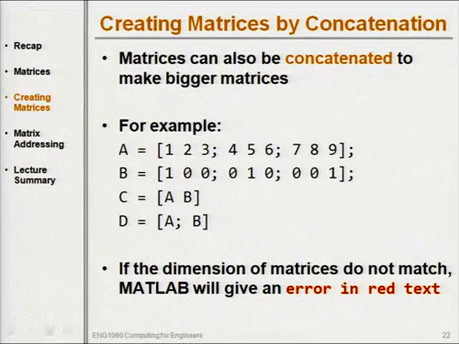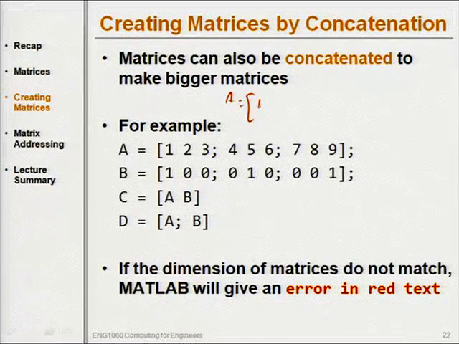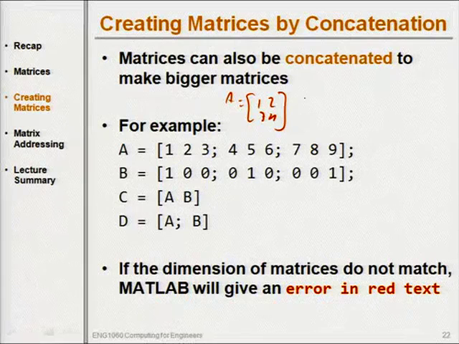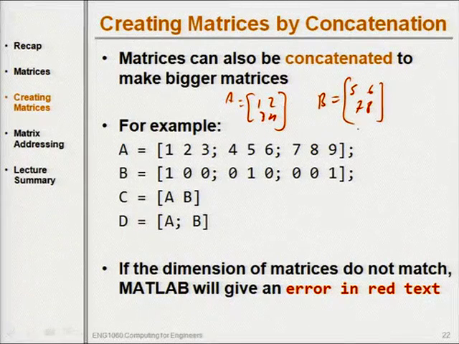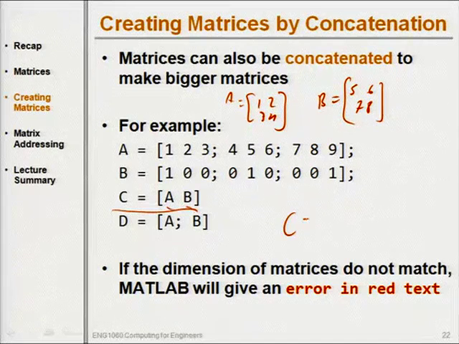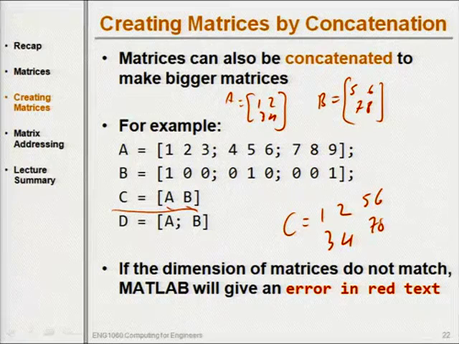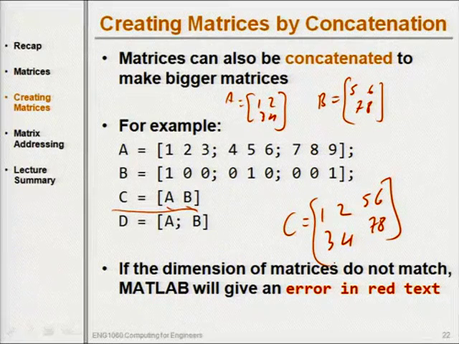You can also concatenate vectors to make a bigger one, or a matrix as well. What this means is basically just putting 2 vectors together. So if you have A equals 1, 2, 3, 4, and B equals 5, 6, 7, 8, you can have a vector C, whereby you write A and B. What that does is it will join the 2 vectors together. So C will become 1, 2, 3, 4, 5, 6, 7, 8 as one vector. It just combines them together.